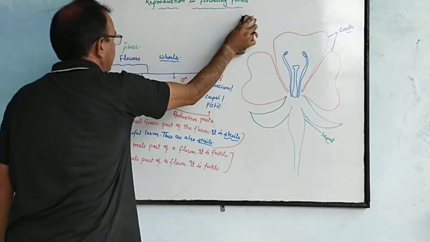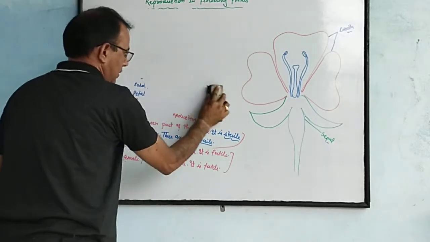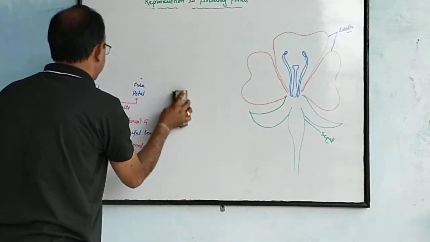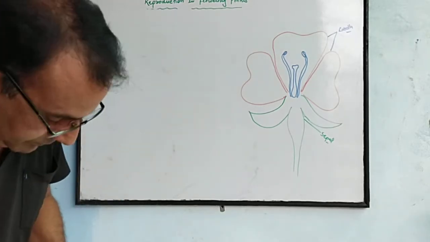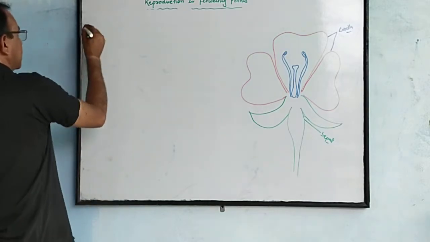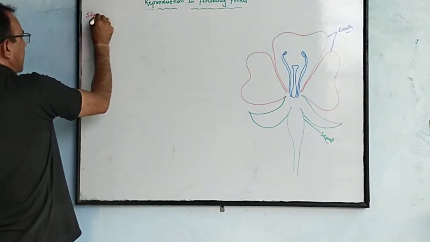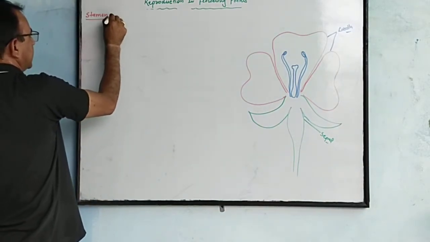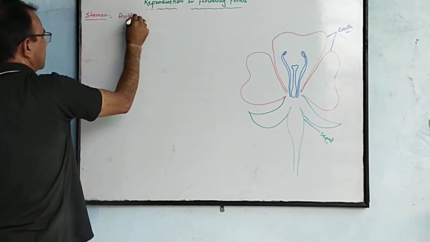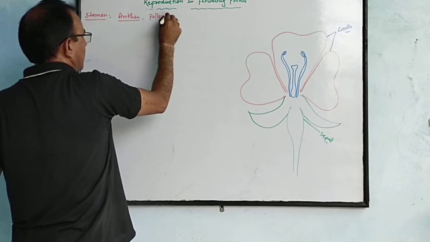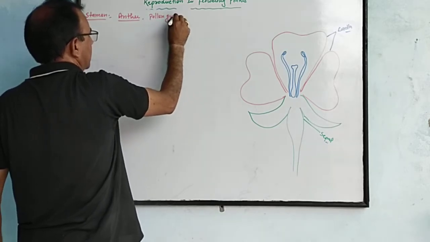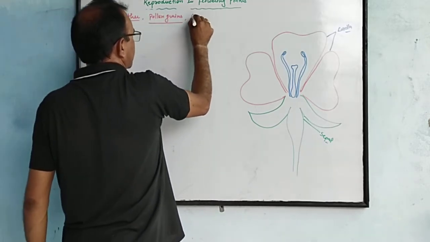The next one is stamen, pollen grain and microsporogenesis. In the stamen part, what will we take? Anther, pollen grains and microsporogenesis.